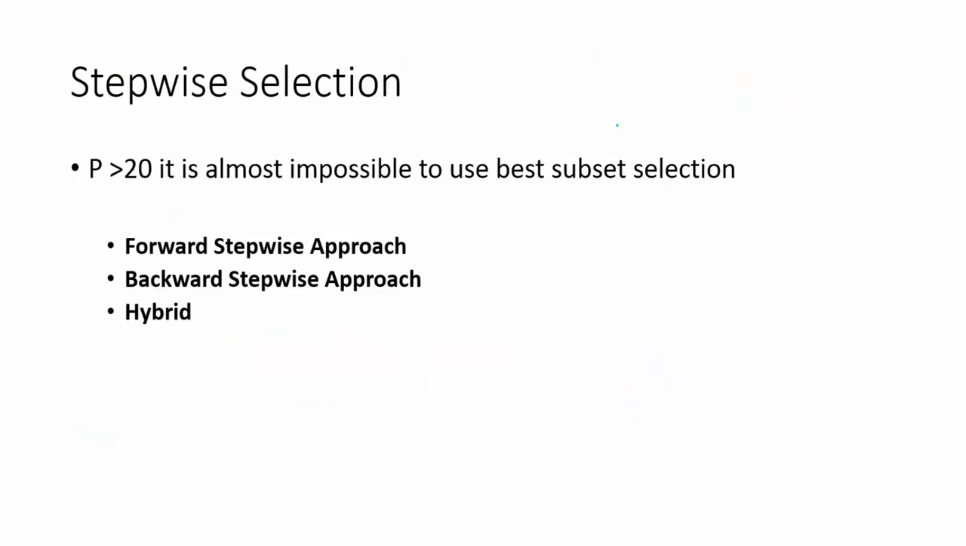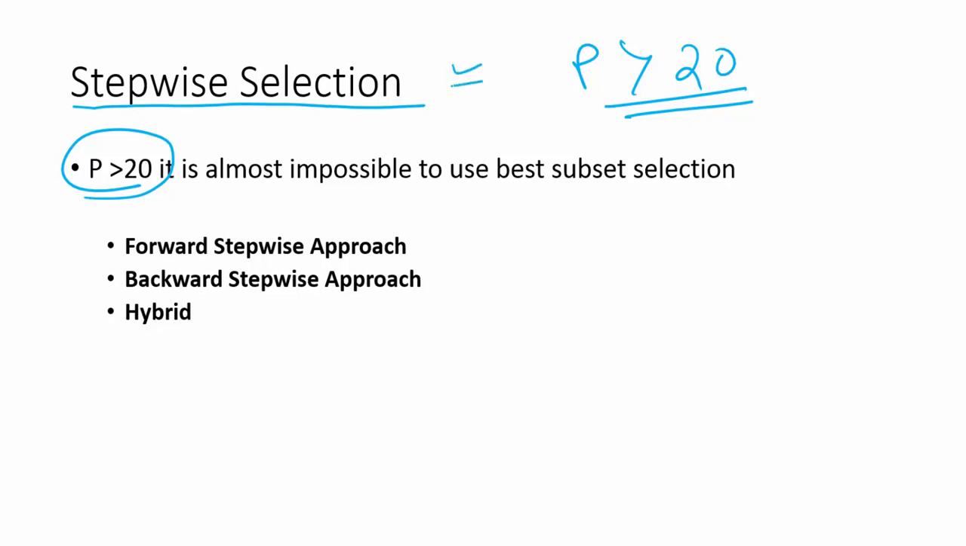As we have already discussed, it is problematic when you have high dimension, or when the number of features is greater than 20. It is very difficult to do the computation. It's almost impossible, right? So best subset selection is impossible when p is greater than 20, and that's where you're going to use what is known as stepwise selection. There are three types of stepwise selection: the forward stepwise approach, the backward stepwise approach, and the third one is the hybrid approach.